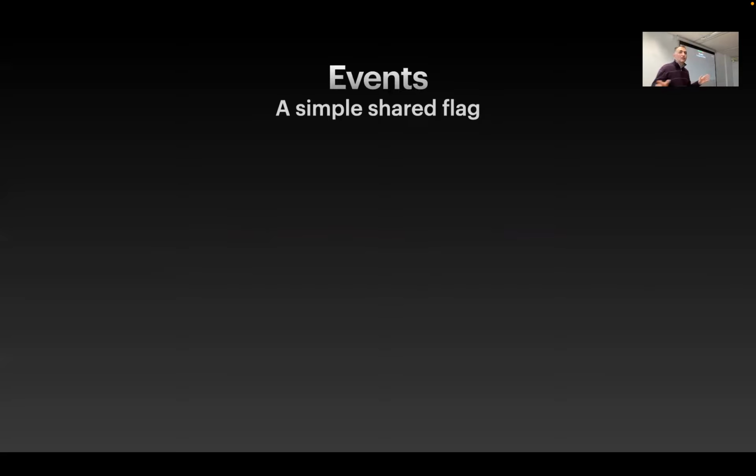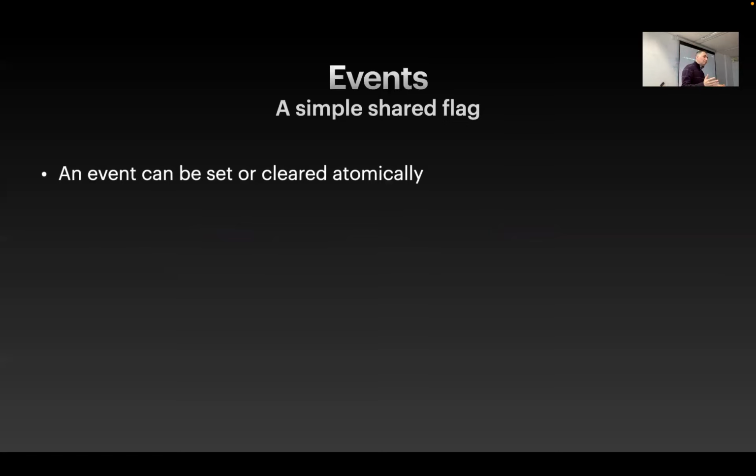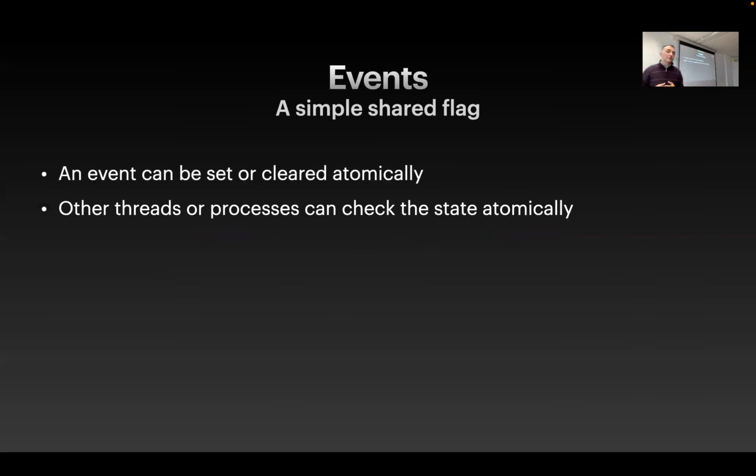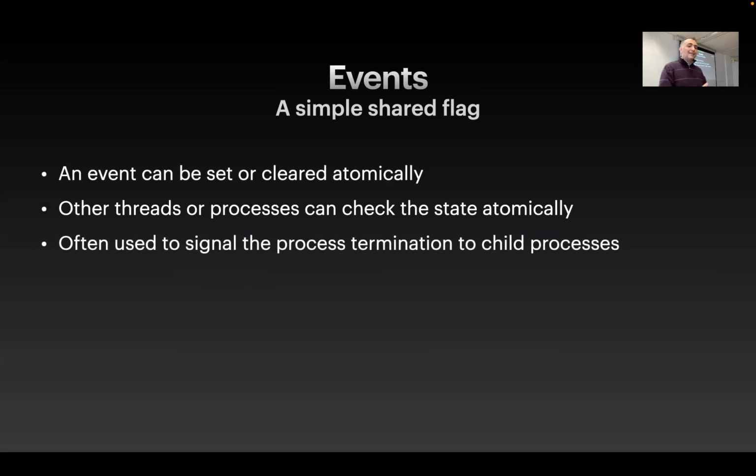Events are a simple shared flag. Basically, you can set them or clear them. There's not much else you can do, and you can monitor them across threads or processes. Other threads or processes can check the state, and this check is atomic, so you don't have to worry about any locks or anything that you're going to have to implement. And they're usually used to signal certain events. Well, the name says it, right? One of these is actually checking if we should stop processing.